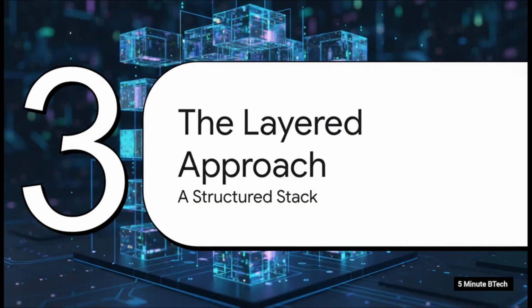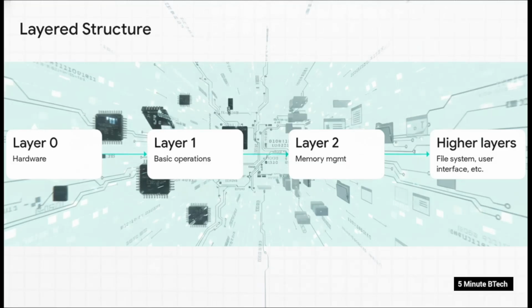All right, on to our third style, the layered approach. This one is all about structure, order, and building the system up piece by piece, kind of like a stack of Legos. The logic here is actually pretty simple and elegant. At the very bottom, you have layer 0, which is the hardware itself. Then, each layer above it is built only on the services from the layer directly below it. So memory management talks to basic operations, which then talks to the hardware. It's a really strict top-down hierarchy.